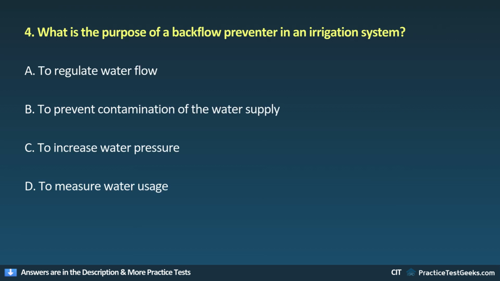4. What is the purpose of a backflow preventer in an irrigation system? A. To regulate water flow. B. To prevent contamination of the water supply. C. To increase water pressure. D. To measure water usage.